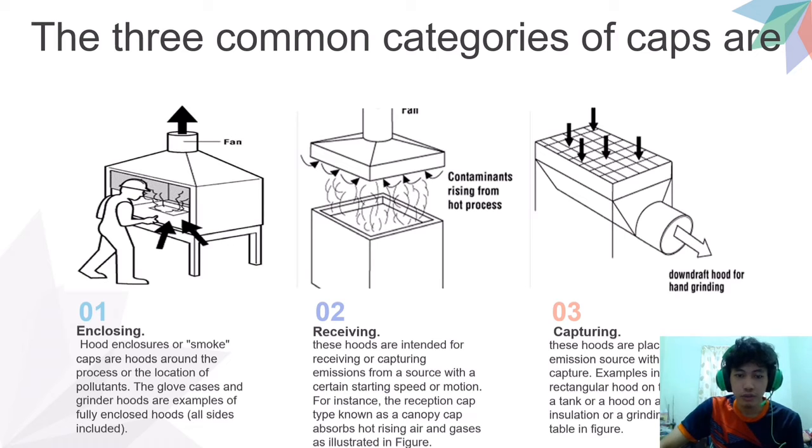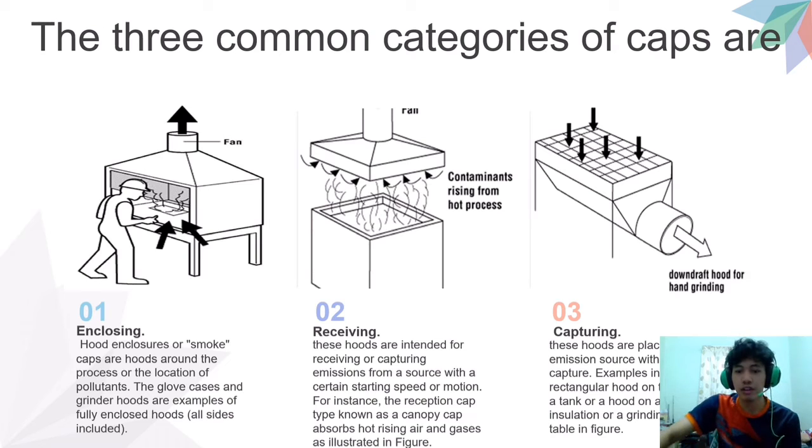Number two is receiving. These hoods are intended for receiving or capturing emissions from a source with a certain starting speed or motion. For instance, the receiving hood type known as a canopy hood absorbs rising air and gas, as illustrated in the figure. So this is the figure of contaminant rising from a hot process.